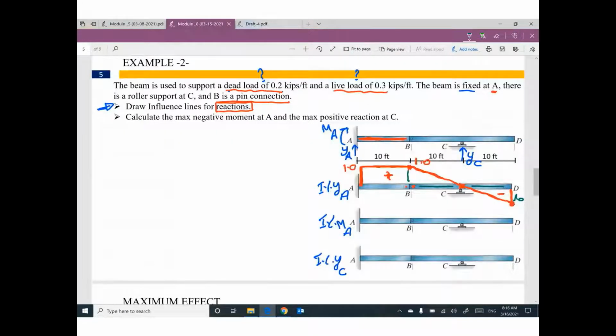If you would like to draw influence line for MA, I would rotate this fixed by angle theta equal 1. Why in this direction? Because my moment is in this direction. Why did you assume this moment in this direction? Because this direction will make this bar smile. So the new shape of this part will look like this.